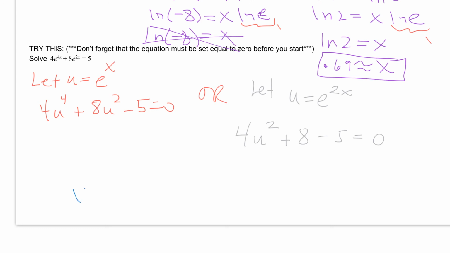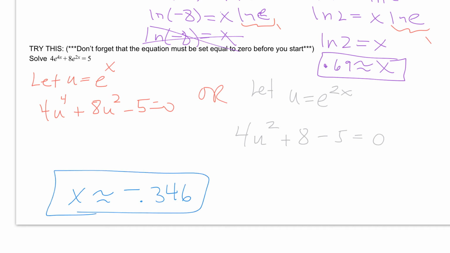If you did this correctly, you should get x to be approximately negative 0.346. And again, if you have questions on this, please let me know and I'll come over and walk you through it.